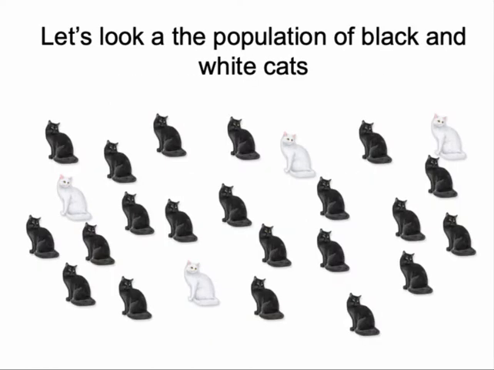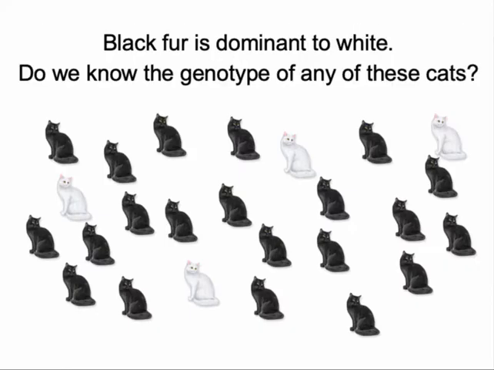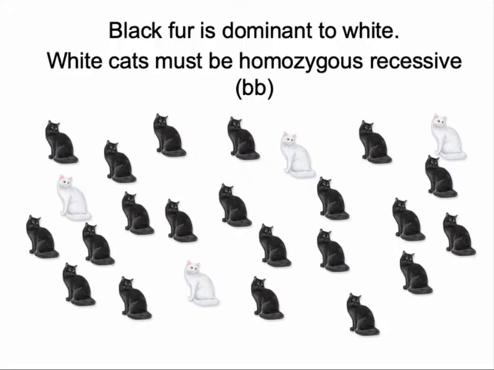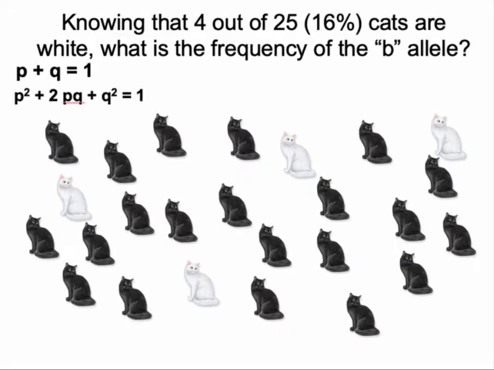So let's look at this population of black and white cats. And we know that black fur is dominant to white fur. So if you look at these cats, which of these ones do we know for sure their genotype? We don't know if a black cat is a homozygous dominant or heterozygous, but we know that the white cats are homozygous recessive. And out of the 25 cats that we have here, 4 out of 25, which is 16%, are white cats. And this is asking us, what is the frequency of the B allele?